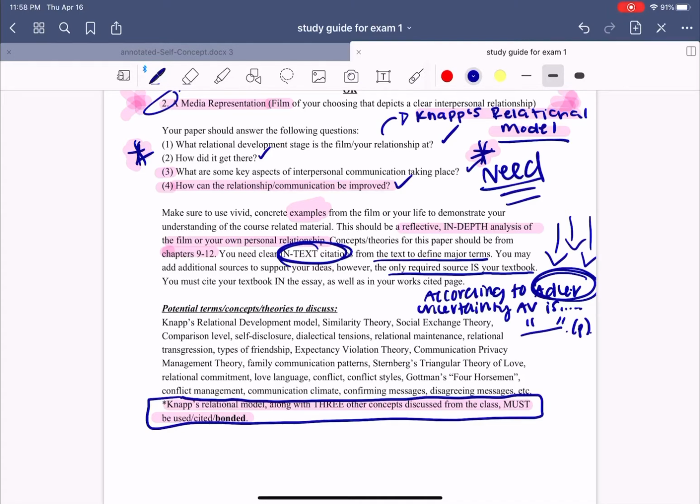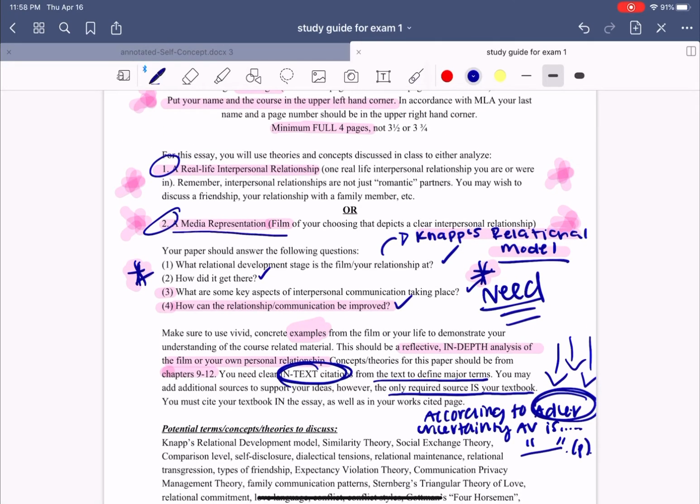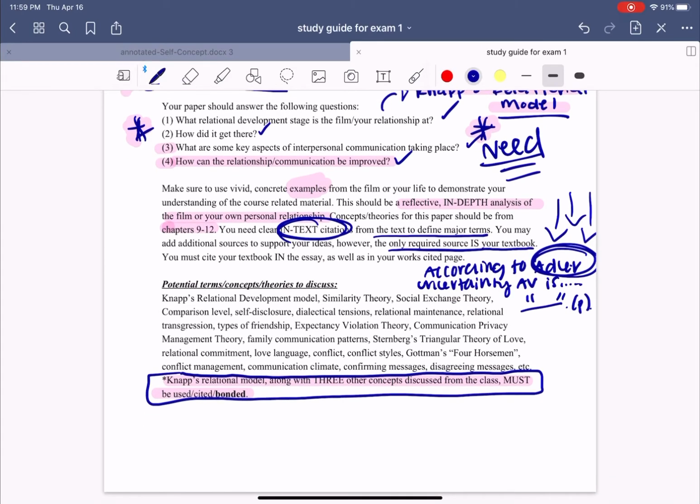And for this one, if you are using a media representation, if you're using a film, you do need to identify the film. So that's the only other item that you would need in your works cited page if you do decide to use this one. But if you're just using a real life interpersonal relationship, you are literally just citing the textbook. That's all that is required of you for this paper.